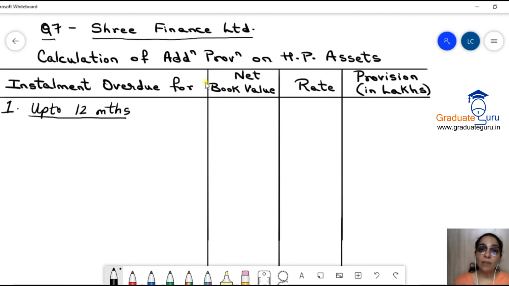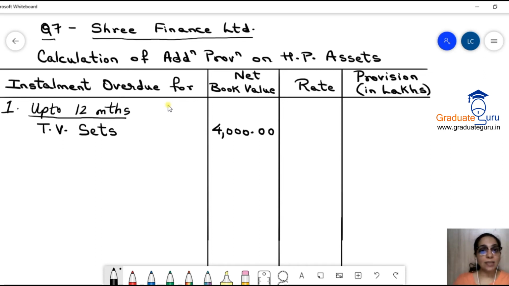Now up to 12 months में कौन से asset है? So let us see in our question. So in our question first we have television sets. Okay, and what do I need for calculating my provision? I need the net book value or the net asset value जो कि हमें sum में दिया हुआ है in the last column. So let's see what is the asset value given. It is given as 4,000. Again these amounts are in lakhs, so I'll call it 4,000 lakhs, but I'll put a 0.00. Okay, so that is TV sets.